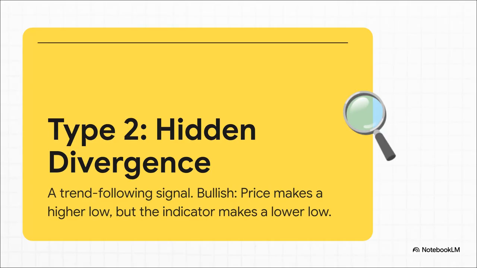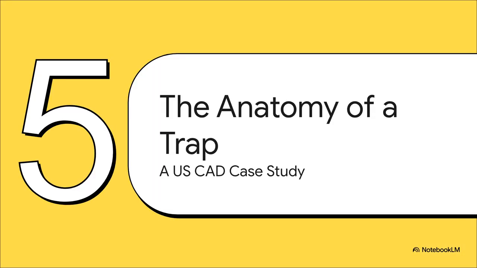And this brings us to what ICT calls Type 2, or hidden divergence. Now, unlike the classic kind that signals a reversal, this one is a trend-following signal. So in an uptrend, you'll actually see price make a higher low, while at the same time, the indicator makes a lower low. This is the real clue. It almost always shows up right after the market makers have grabbed liquidity, basically revealing their true plan to keep the trend going. Okay, so let's put all these pieces together. We're going to walk through the exact anatomy of one of these traps step by step using that same US CAD chart we looked at before.